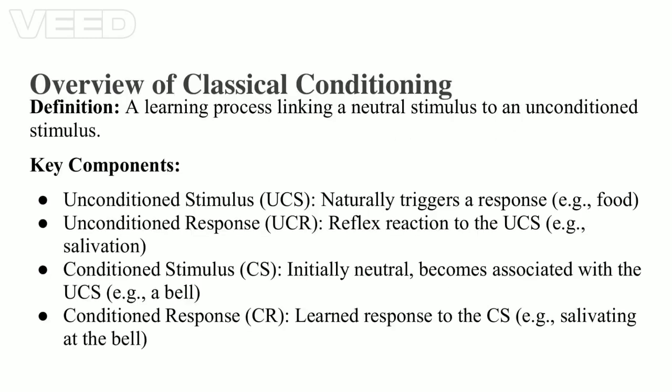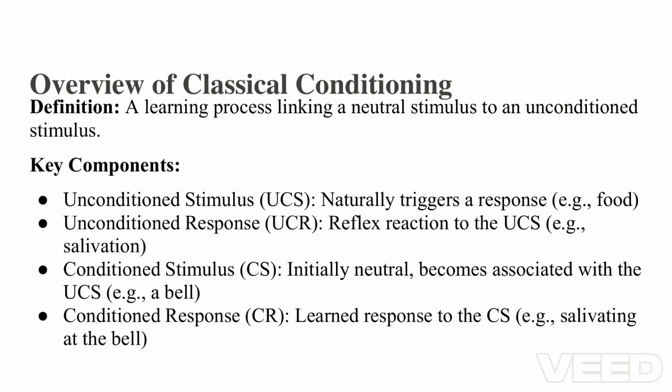So, what is classical conditioning? A formal definition of it is that it is a learning process linking a neutral stimulus to an unconditioned stimulus. So, what are those? It involves several key components. The first one is called UCS, which is unconditioned stimulus, in a scenario where the dog sees the food and it triggers a response, right? And the second one is called unconditioned response, where after the dog sees the food, it has the reflex reaction to it, which is generating saliva.